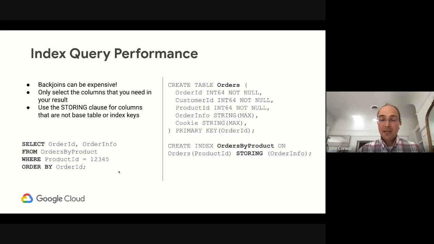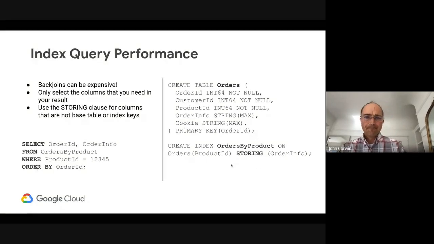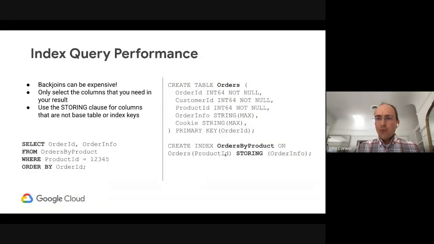Otherwise, the query is the same. However, here I've made a change to my index. Order info would not be present in the index by default, so I'm going to add it to this storing clause. What this allows me to do is change my effective query plan implementation from a join between the index and its base table into just a range scan of my index itself.